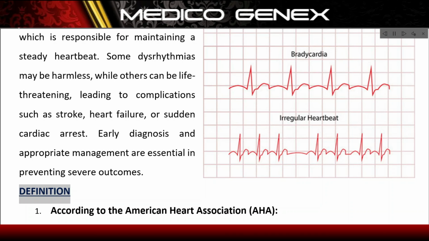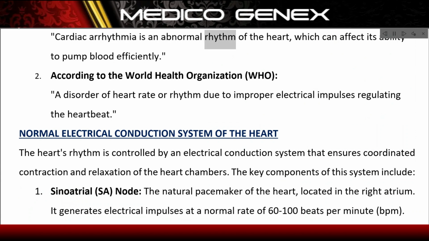Definition. According to the American Heart Association, AHA, cardiac arrhythmia is an abnormal rhythm of the heart, which can affect its ability to pump blood efficiently. According to the World Health Organization, WHO, it is a disorder of heart rate or rhythm due to improper electrical impulses regulating the heartbeat.